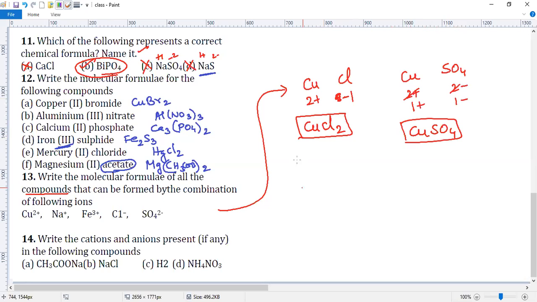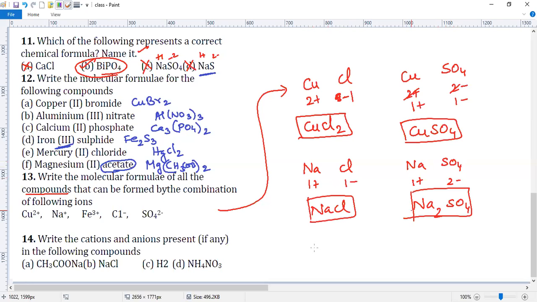Okay. Now let's go for the next one, Na1 plus. With that Cl1 minus, same way Na1 plus you are going to treat it with SO4 2 minus. So when you cross it, you will get NaCl for this one, and here it will be Na2SO4. So these are the two possible compounds using Na positive ion.